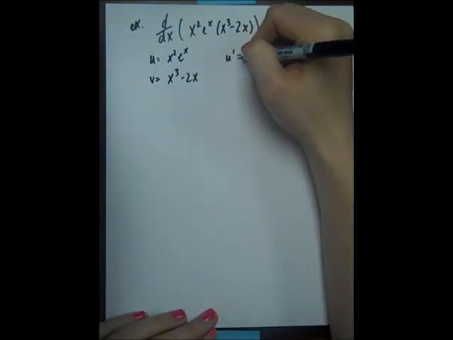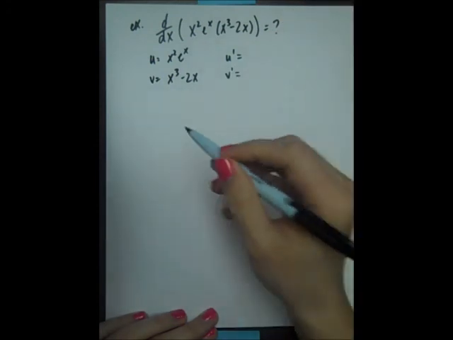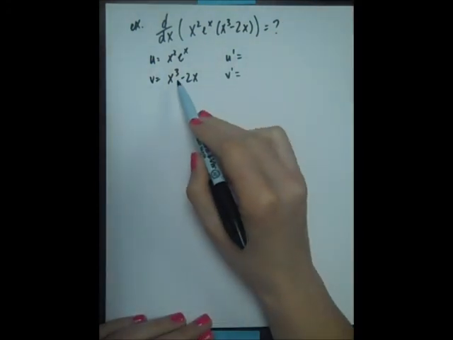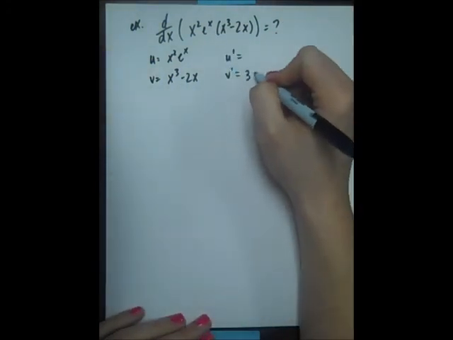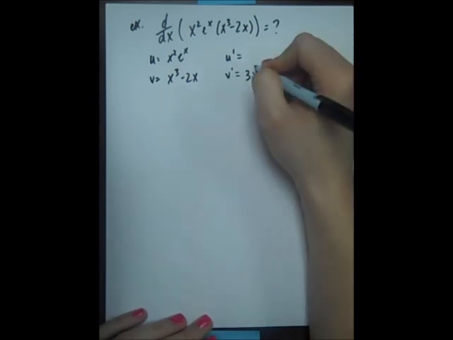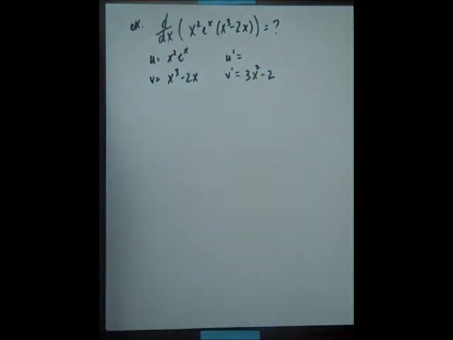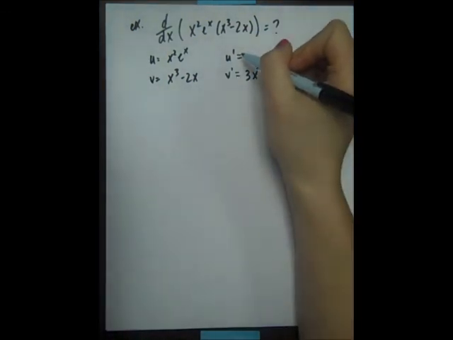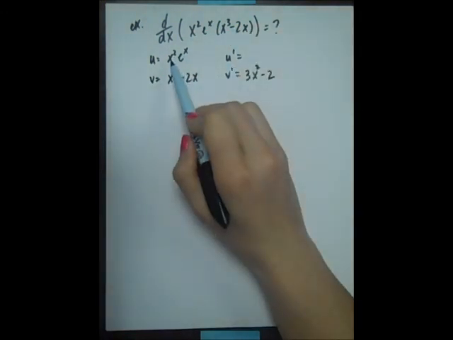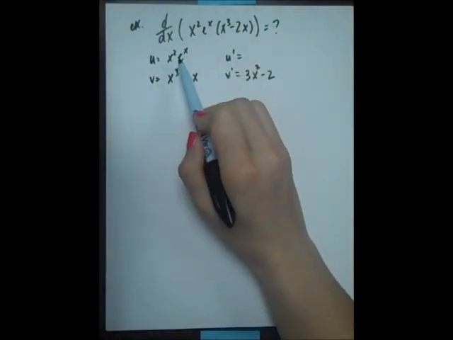Now I need to find u prime and I need to find v prime. Let's start with v prime. That one's going to be a little bit easier. Using the power rule, I get 3x minus 2. Sorry, 3x squared minus 2. Now what about u prime? This is looking for the derivative of x squared times e to the x.